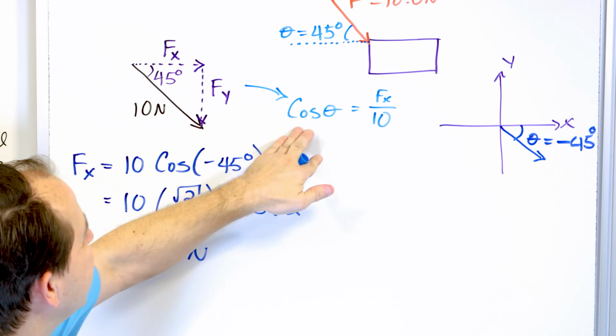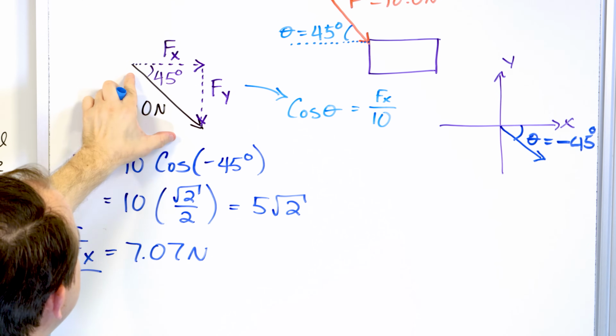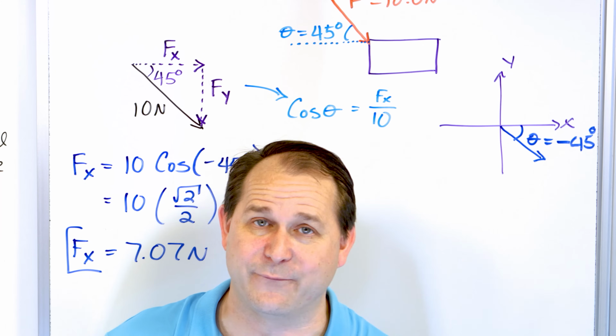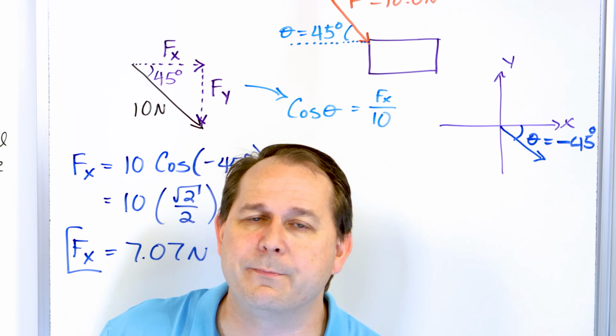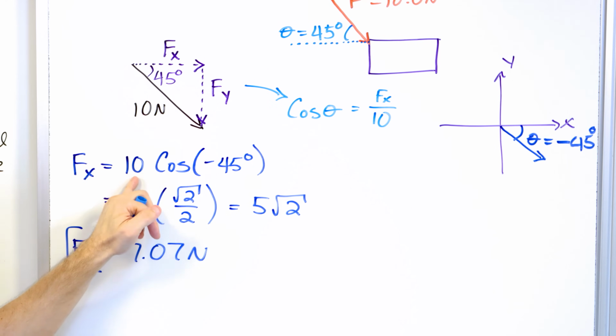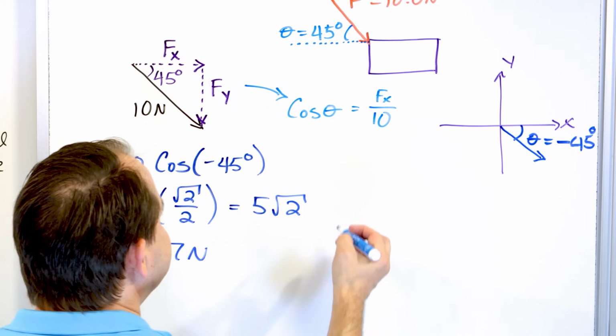But I don't really want you to write this. I want you to write it like this, because I want you to think about what you have: a total force of 10 newtons, and the cosine chops that force into the x direction to tell you the projection of how much of it exists in the x direction. So it's like 10 chopping into the x direction. This is how much is in the x direction.